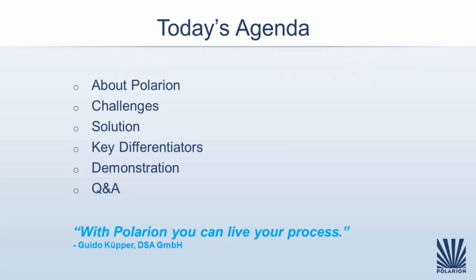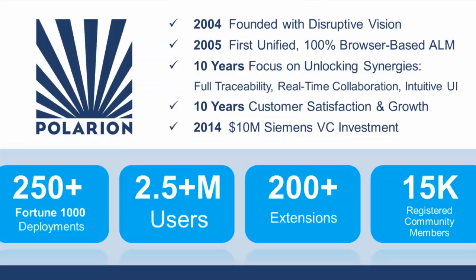Let me introduce today's agenda. We start with a very short introduction of Polarion Software. We'll speak about the challenges you need to face in application lifecycle management. We move forward to highlight key aspects of our solution and key differentiators. After that, I pass the presentation to Jim Ferranti, and he will demonstrate some key concepts of our products live. At the end, we'll have enough time to go through your questions.